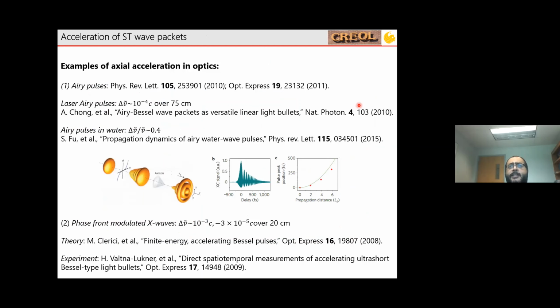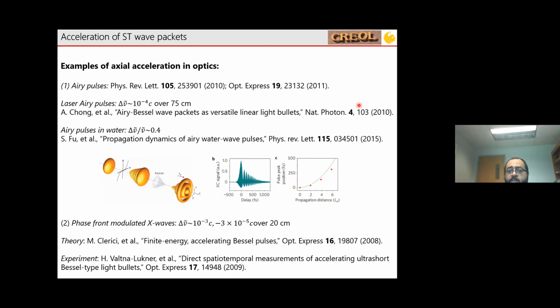A second example of the funny behavior of these wave packets is in the area of acceleration. Now, there are various forms. To the best of my knowledge, there are only two ways of producing optical pulses that accelerate in optics. One is to use Airy pulses in a dispersive medium, because of the mathematical form of the pulse in interaction with the dispersion of the medium.